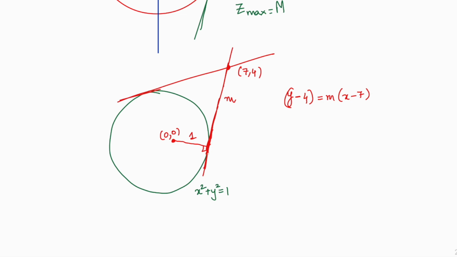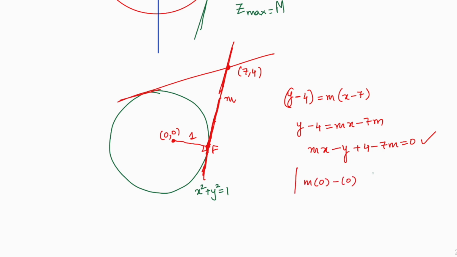Okay. So what is the equation of this line? y minus 4 is equal to mx minus 7m. That means mx minus y plus 4 minus 7m is equal to 0. How to find perpendicular distance? Let's find OF distance. This is the line equation we have here. Formula for perpendicular distance: modulus of ax1 plus by1 plus c divided by root of x coefficient square plus y coefficient square. Perpendicular distance from center to any tangent would be equal to its radius.